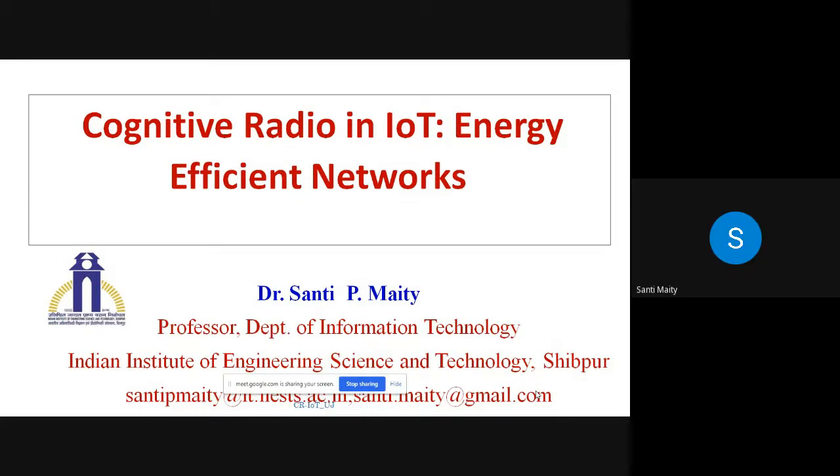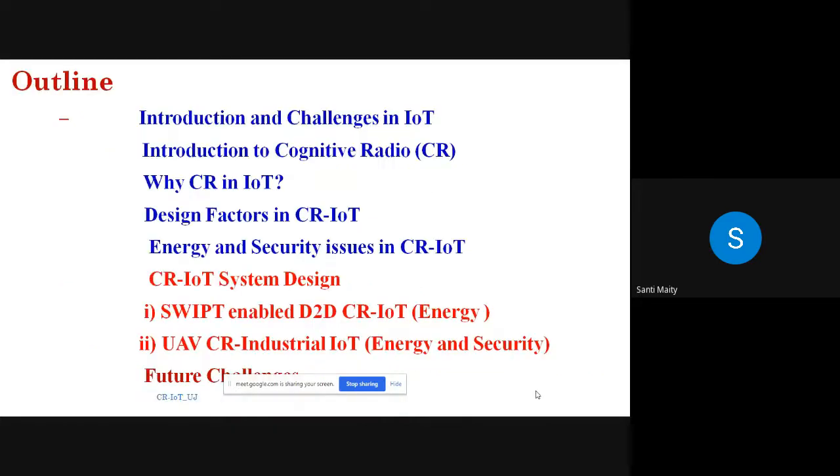So today my talk will be on cognitive radio in IoT and energy efficient system design, energy efficient networks. Before I come to the topic, let us see the content I am going to present. First of all, by this time, I think this is the second day, so you have a general introduction of IoT, what the components in IoT are. You might, by this time, have an introduction. But still, for the sake of my discussion, I will make a brief introduction and challenges in IoT. Then I will introduce the cognitive radio concept and how this cognitive radio concept finds its suitability in the framework of IoT in future.